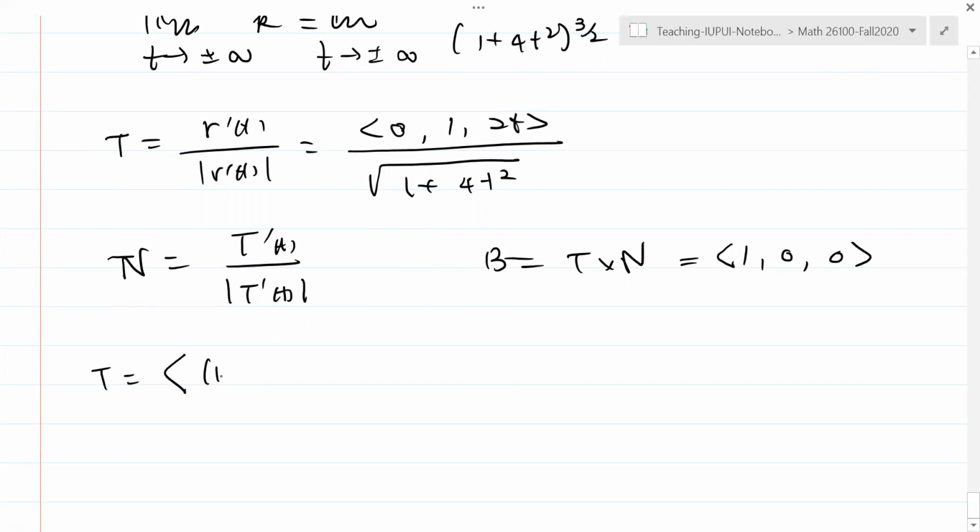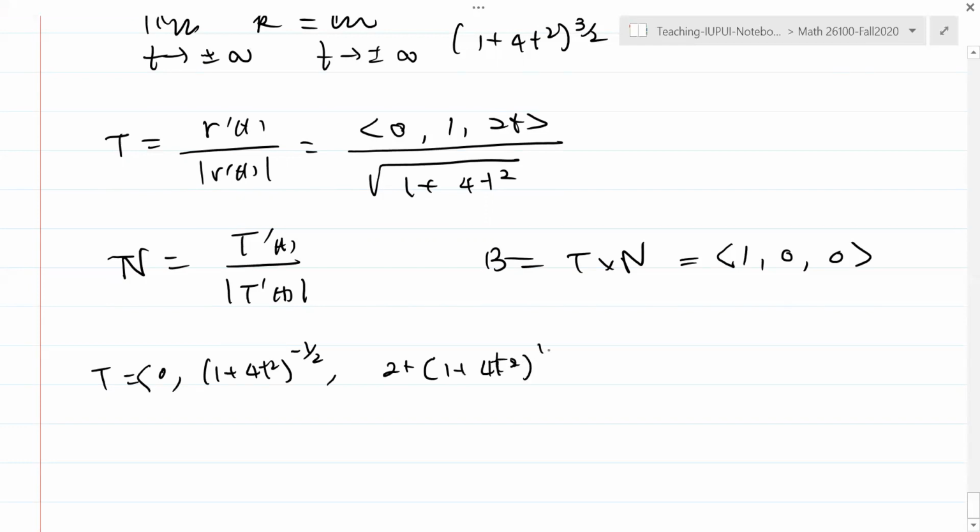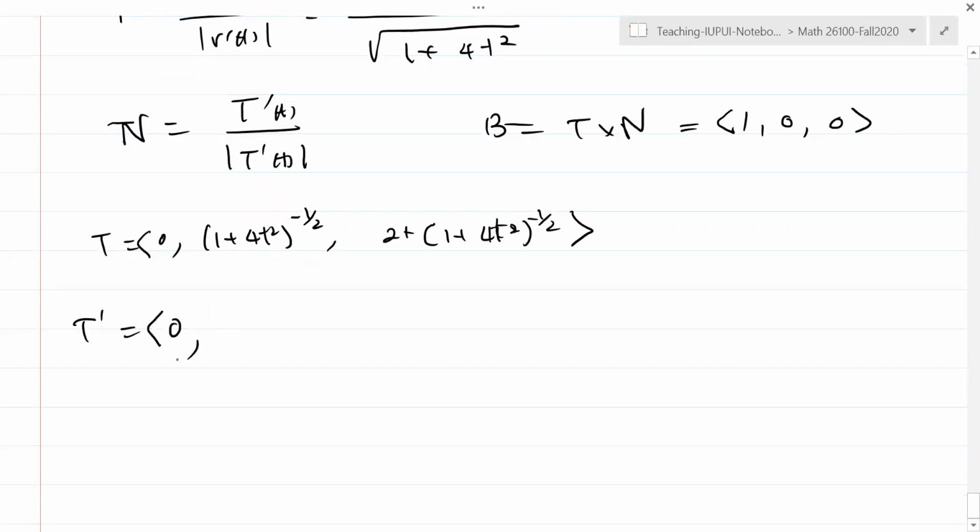And this is going to be 1 plus 4t squared to the negative 1/2. And I know that's a 0. The first term is 0. That's easy. It's already 0. So all you have to do is find the derivative of the second term, 2t times (1 plus 4t squared) to the negative 1/2. Then you differentiate, you get 0, and this one, you get negative 1/2 times (1 plus 4t squared) to the negative 3/2, and then you have 8t here because the derivative of 4t squared is 8t.